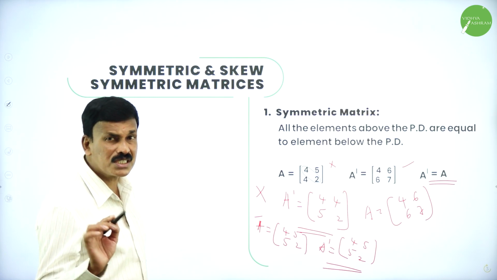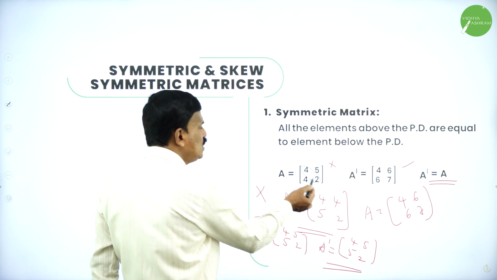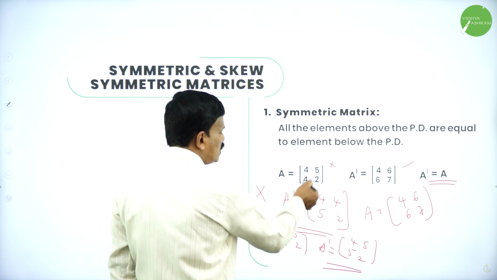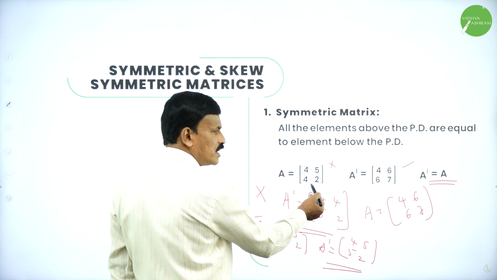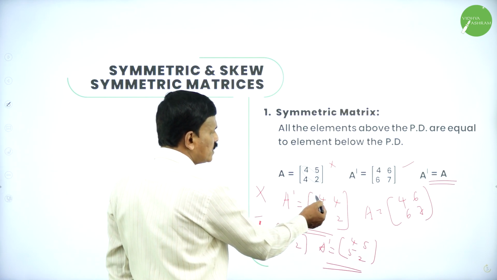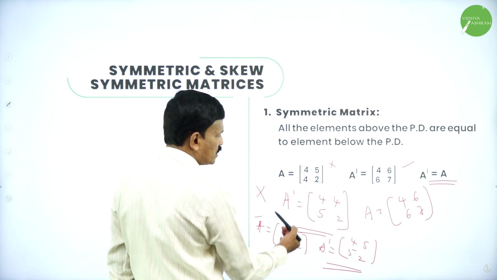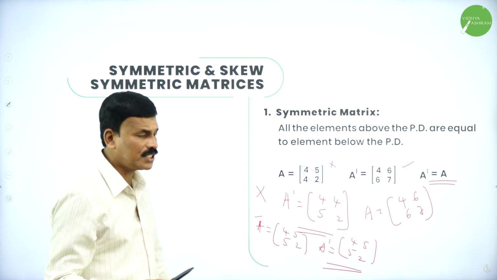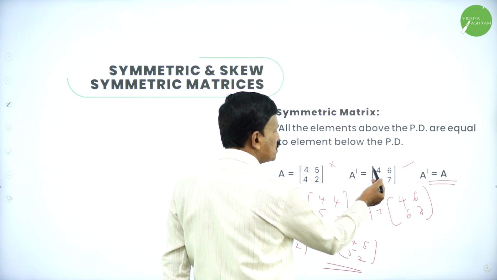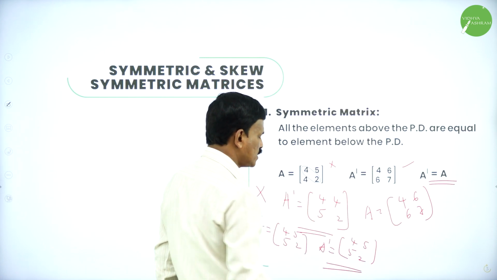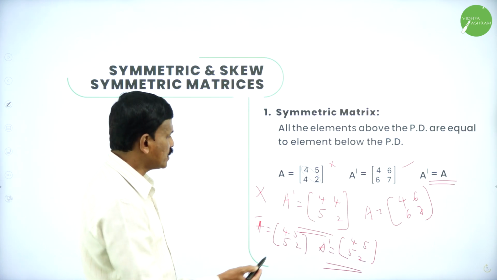So you just notice the difference here. This is not a symmetric matrix because the elements above the principal diagonal are not the same, because it is 5, it is 4. Further, if I transpose, I won't get the same matrix. Therefore, this is not a symmetric matrix. Whereas if I take this matrix, A is equal to [4, 6; 6, 7], transpose this, A dash is equal to [4, 6; 6, 7], you will get the same matrix, then it is a symmetric matrix.